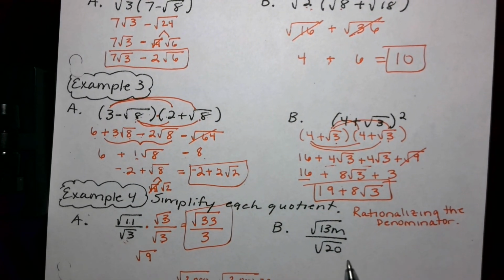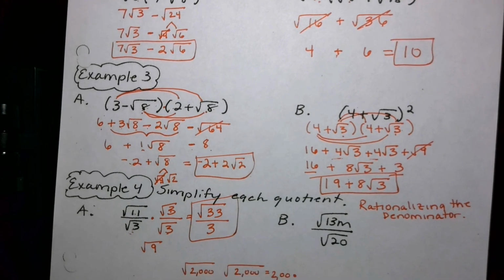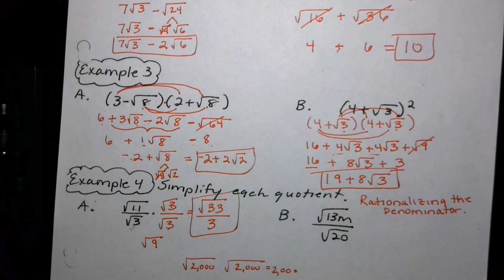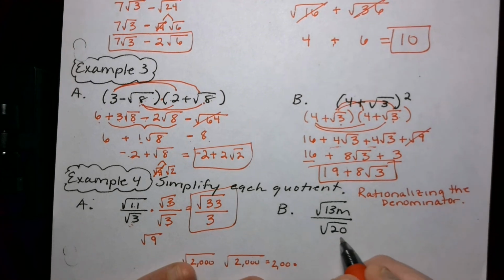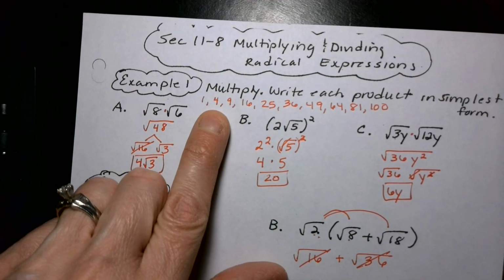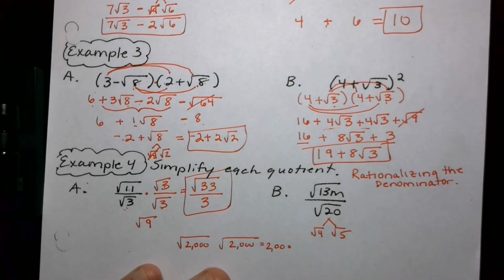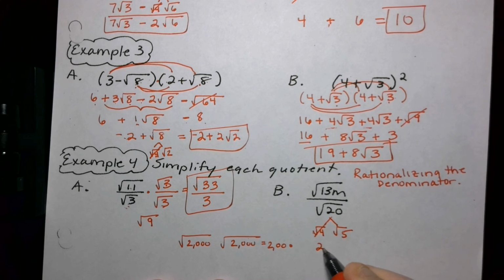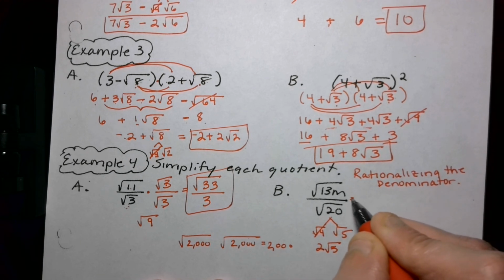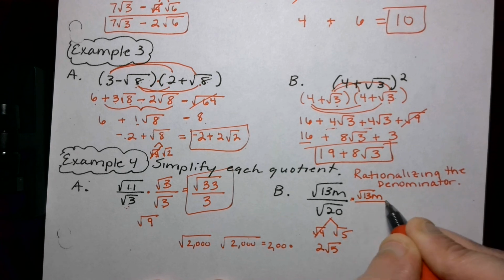So let's look over here. The top you can't do anything with. Square root of 13 is square root of 13. But the square root of 20, before I just get too happy to go over and multiply by square root of 20 on top and bottom, I want to simplify this. Okay, I want to break this down because I can see that there is a number 4 that I can take out of there. So I'm going to break that down into square root of 4 times square root of 5. Square root of 4 is 2. So now I have this.